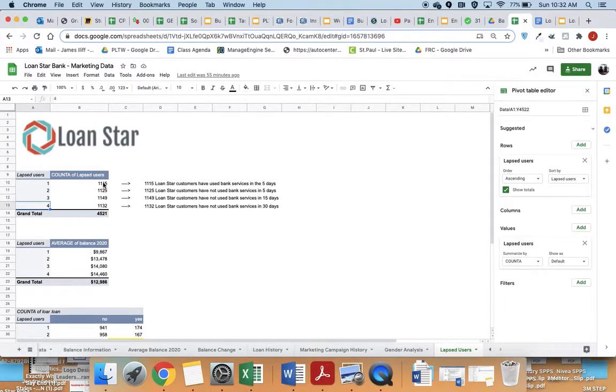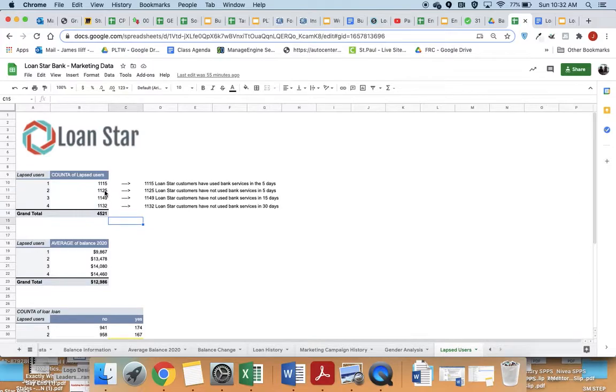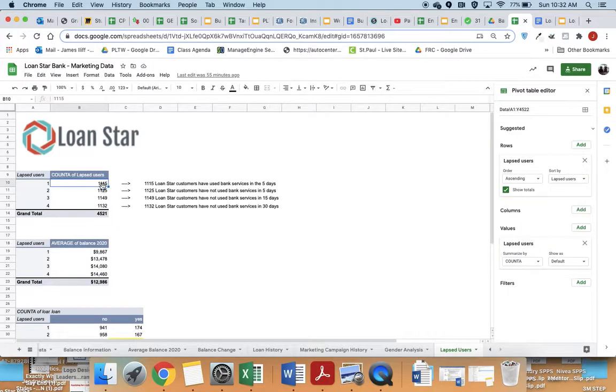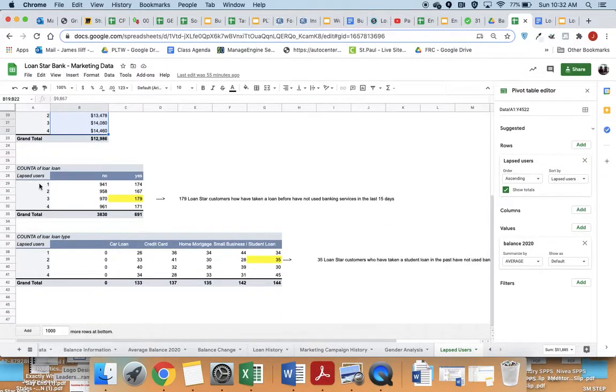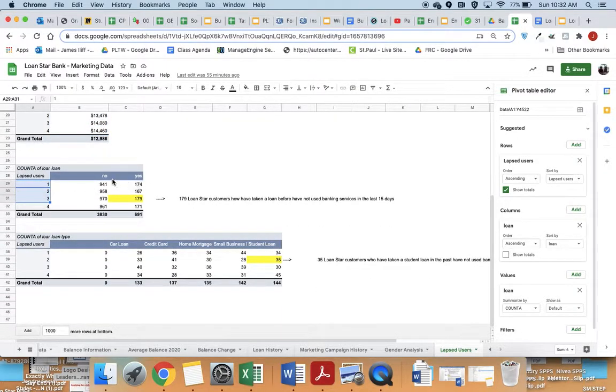Now look at how many individuals these are. 1,115 people are category 1, 1,125 are category 2, etc. Well, you can see how that breaks out with their account balances. You can see these are all the categories. You can see how that breaks out whether they've had a loan with us or not. So remember, 691 have had a loan with us.